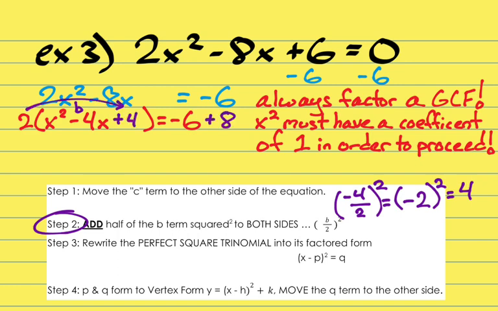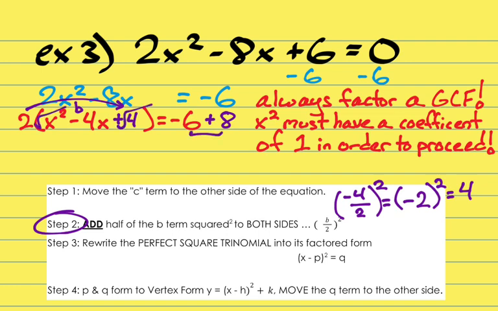But here's the catch. You have to add 8 to the other side because there is a GCF of 2 in front of the parentheses. You have to multiply that 4 by the GCF of 2, which gives you 8, and you add 8 to the other side. I know it's a little confusing, but practice makes permanent here, so let's keep going.